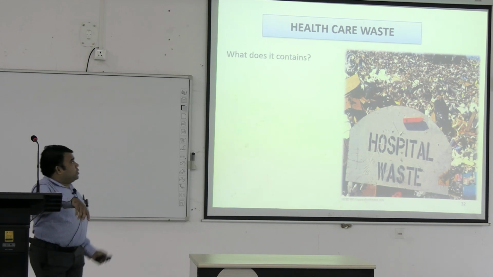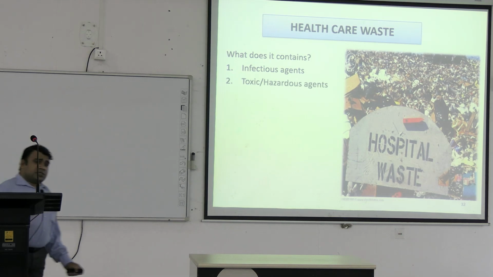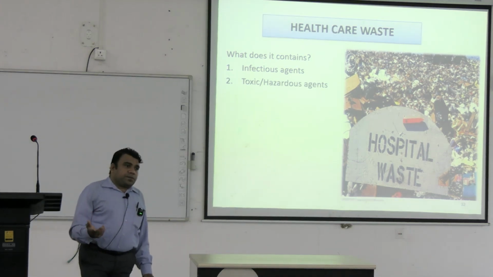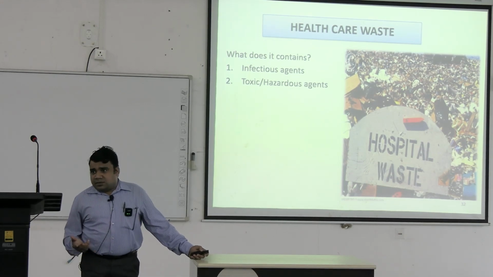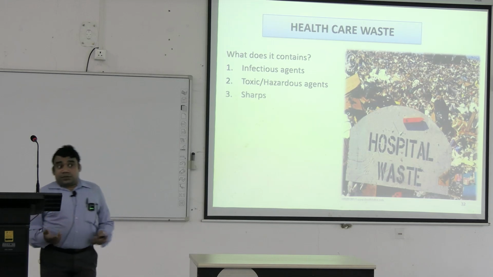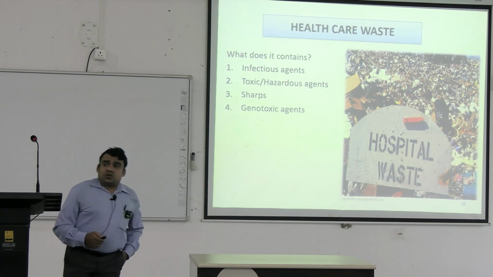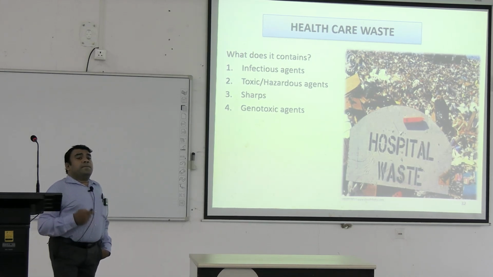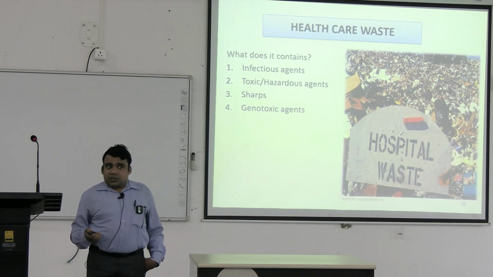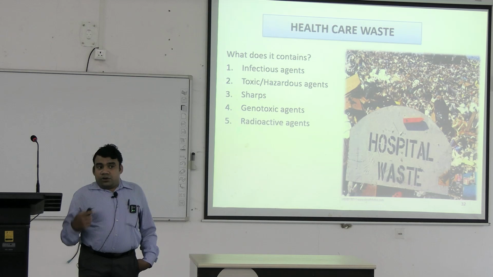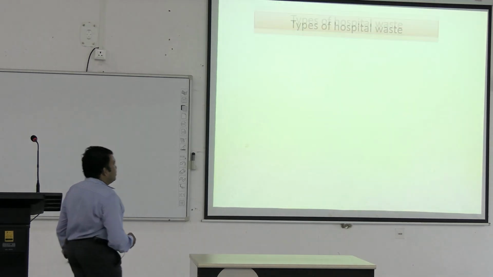Now, coming to healthcare waste, what does it contain? It contains infectious agents and toxic or hazardous agents. For example, mercury, which is very commonly used in thermometers or sphygmomanometers. That is a hazardous chemical. Sharps, needles, broken glass, they are also hazardous. Then genotoxic agents. In pharmacology, you will read many medications which are genotoxic, teratogenic. In the radiology department, many chemicals are used which are radioactive. So all these comprise healthcare waste.